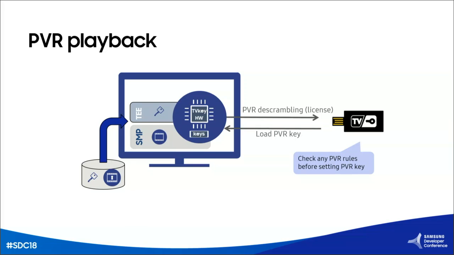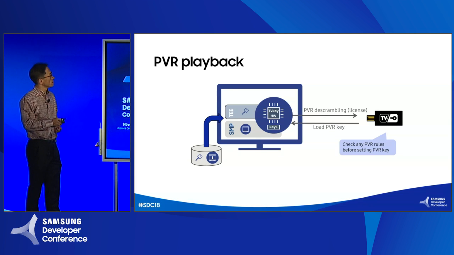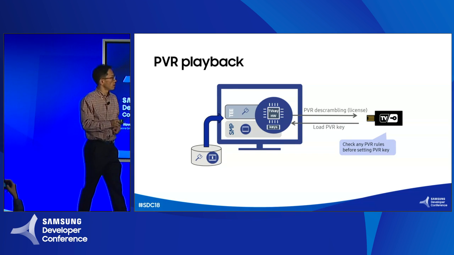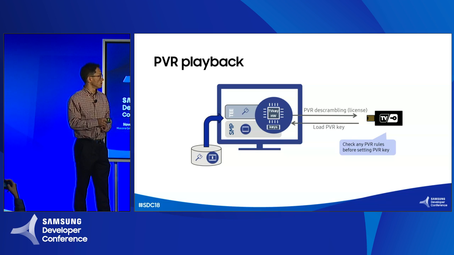Once the content is recorded here, as I explained, the license and the content itself will be stored. Then the license itself will be delivered to the dongle. Then the dongle will provide the relevant PVR key to decrypt the recorded content. With that PVR key, the TV can descramble the recorded contents. That is the basic working.